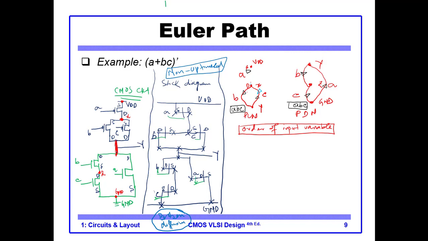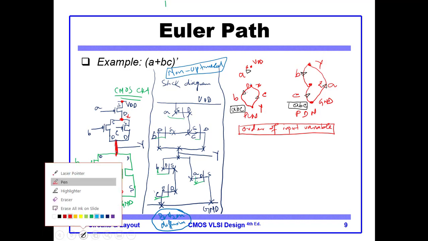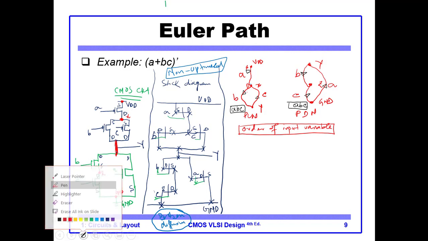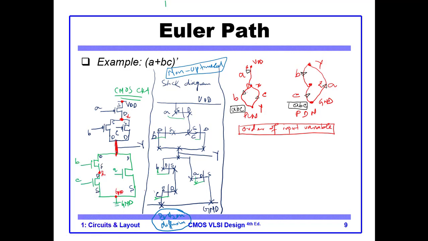Okay, but let me redraw this in the red again. This was our transistor A. So let me switch back to this one. Let's say I go from C to B, and then go to A. Okay, so this is okay.